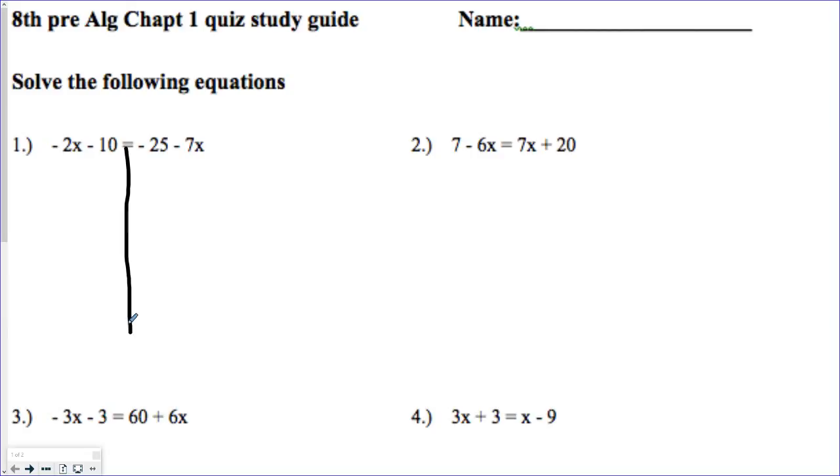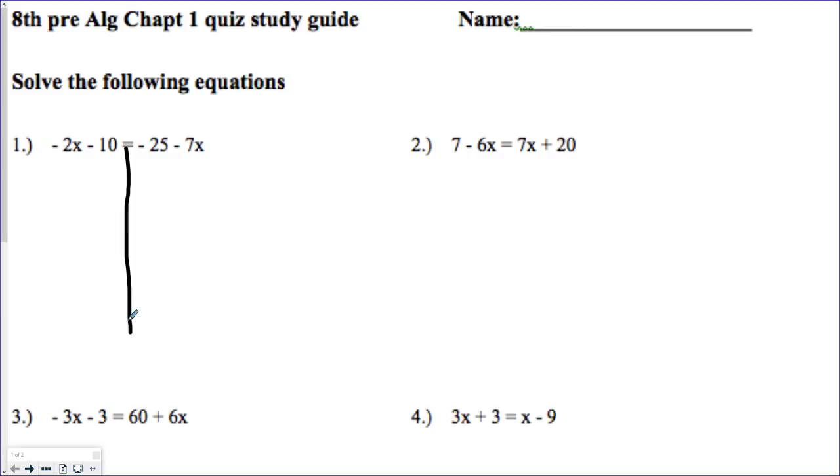We have a negative 2x and we have a negative 7x. So my rule of thumb is you move the smaller x. You don't have to, but that's my rule of thumb. So between negative 2 and negative 7, negative 7 is smaller, because remember negatives are reversed. So I'm going to move the negative 7x.